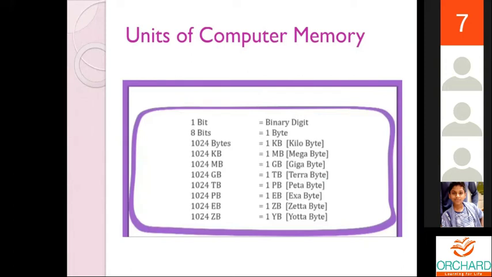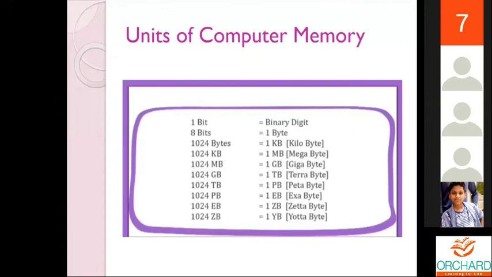So 1024 MB consists of 1 gigabyte. So 1024 gigabytes consists of 1 terabyte. So 1 petabyte is equal to 1024 terabytes. And 1 exabyte is equal to 1024 petabytes. And 1 zettabyte is equal to 1024 exabytes. 1 yottabyte is equal to 1024 zettabytes. You need not memorize all these things, children.